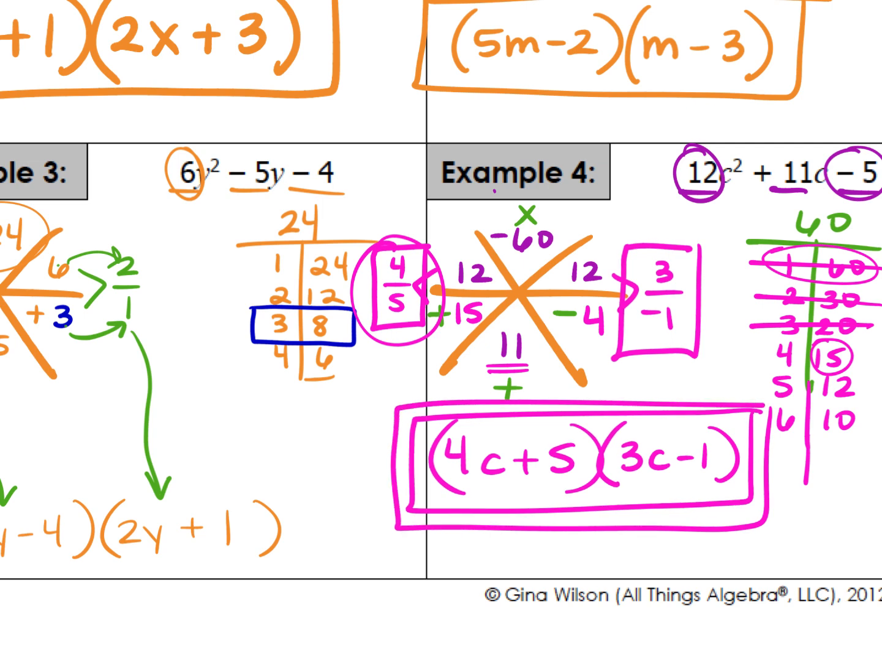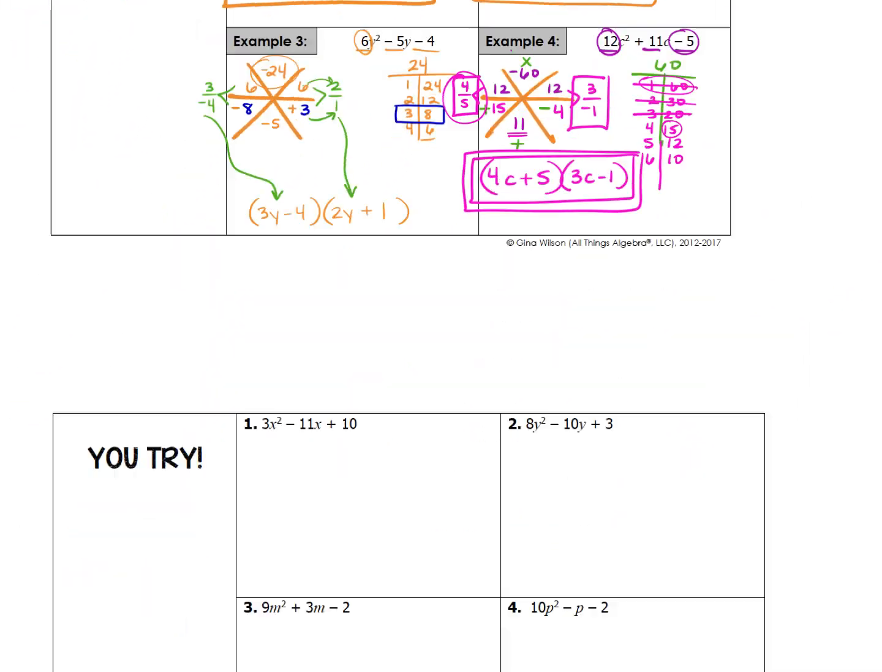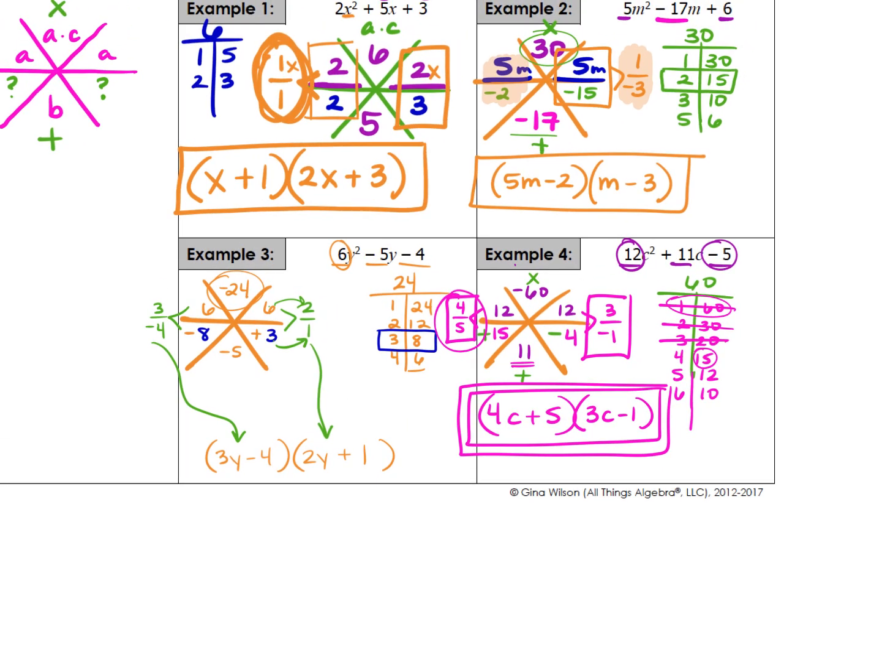How'd you do? All right, last two then. Jump to, are you done here? Can I move on? Jump down to number 7.